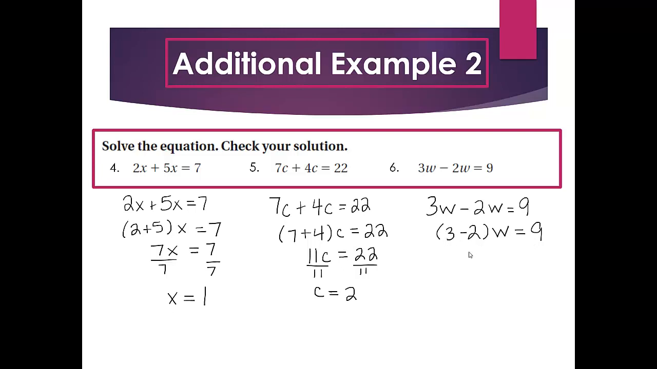3 minus 2 is 1, so we have 1 times w equals 9. 1 times w is just w, so w equals 9. I can substitute this 9 back in. 3 times 9 is 27, and 2 times 9 is 18, and 27 minus 18 equals 9.